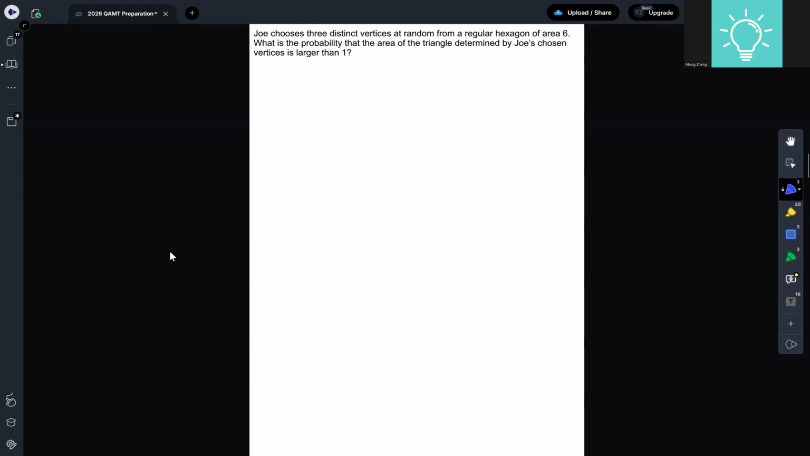Okay, now, a regular hexagon with area 6, right? If the area of this is 6, I'm able to chop it up into 6 equilateral triangles, and their areas are all going to be 1, right? So we're going to base that off of that. So, how many ways are there to choose 6?